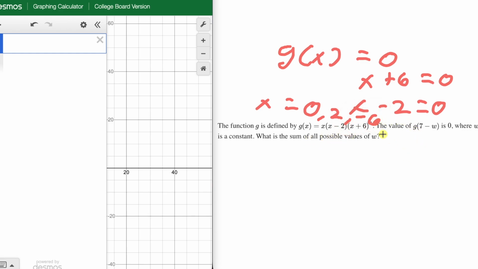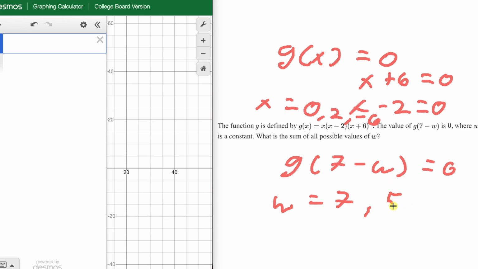Okay, so now what we need to see is what values of w give us these numbers inside the parentheses. So g of (7 minus w) equals 0. I know first x has to equal 0 in here. So one value w must be 7, because 7 minus 7 is 0. So w equals 7. Also x has to equal 2 for this. So 7 minus what equals 2? 7 minus 5 equals 2. So 5 must be another one.